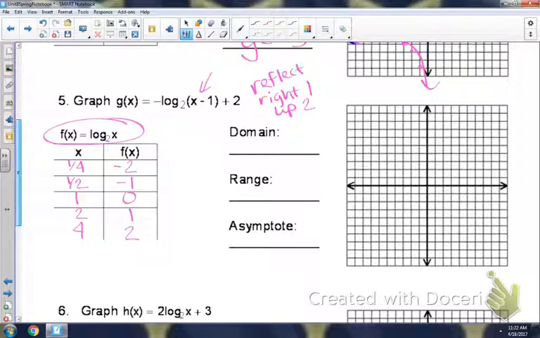Same thing as our exponential function, we're going to shift our origin. So I'm going to go right 1, up 2. Here's my new origin.